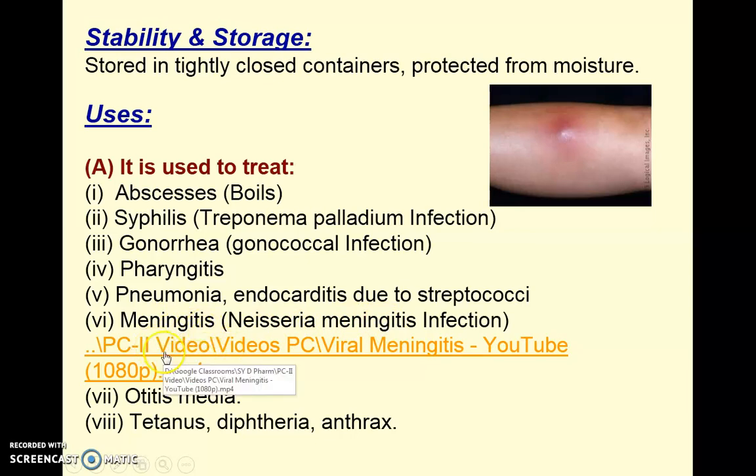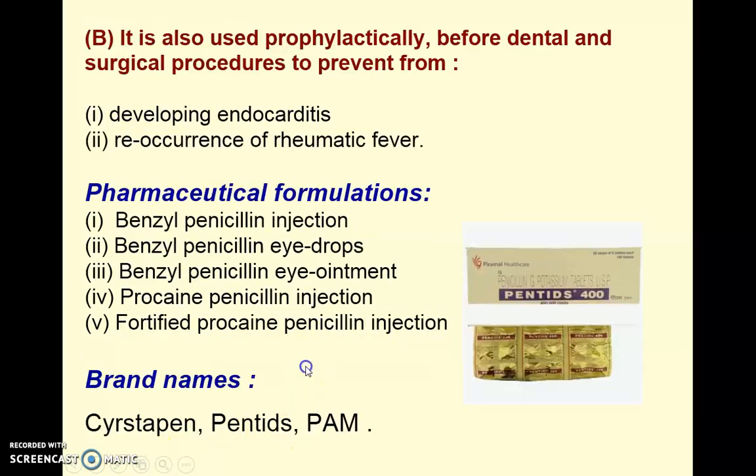We will see an animation. I am going to link the animation showing how meningitis occurs, or the physiology behind meningitis. Next, otitis media, inflammation of the middle ear, tetanus, diphtheria, and anthrax. All these may be treated, and it may also be used prophylactically to prevent infection, as well as in dental surgical procedures. It is available as injection and eye drops. Cristapen, Pentid, and Palms are brands of benzyl penicillin.